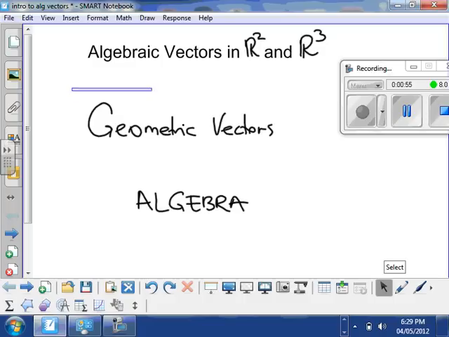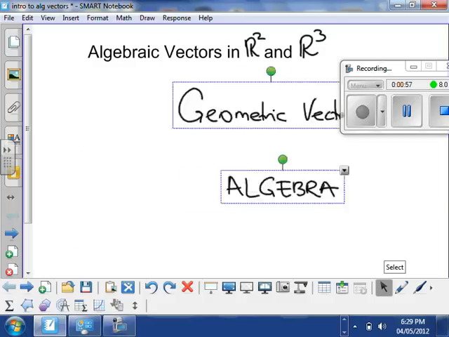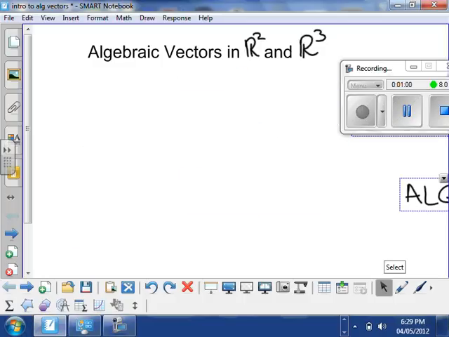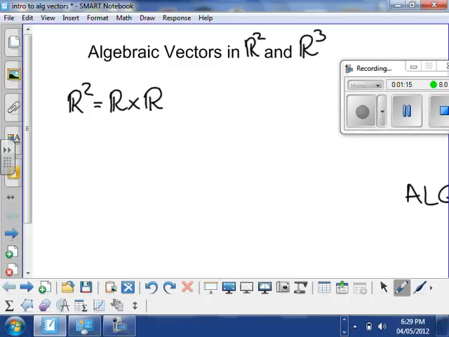Here I see R squared, R cubed. Again, let's go back to our previous knowledge. Whenever I see something to the exponent of 2, the way I feel like writing it is R times R. Now, the big problem is that I cannot multiply a set of real numbers by itself. What is the meaning of R times R?